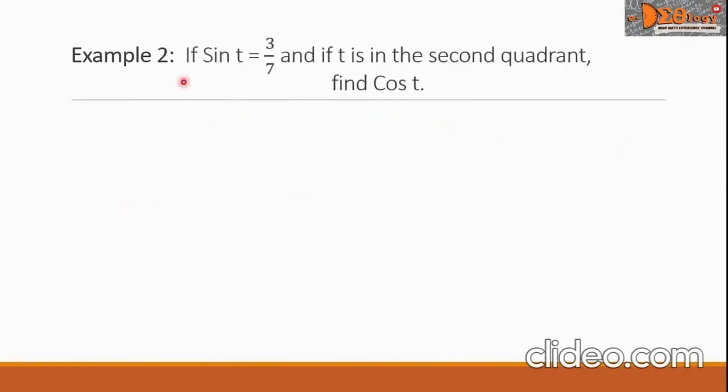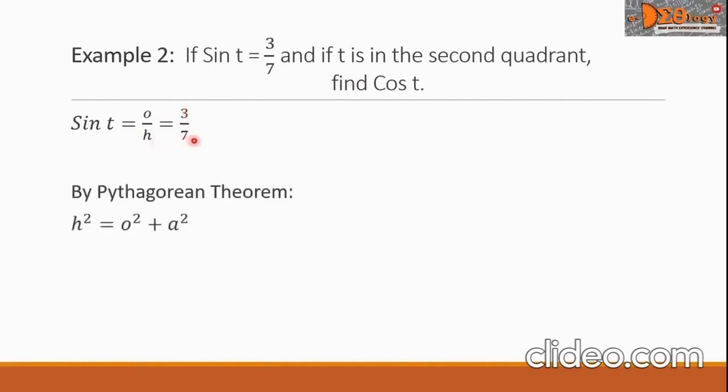Let us have example 2. If sine t equals 3 over 7 and if t is in the second quadrant, find cosine t. We know that sine t equals the opposite over hypotenuse, and this is equal to 3 over 7. It corresponds that the opposite is the 3 and the hypotenuse is 7.